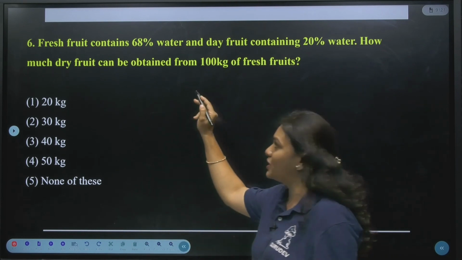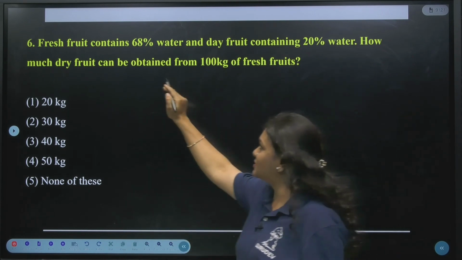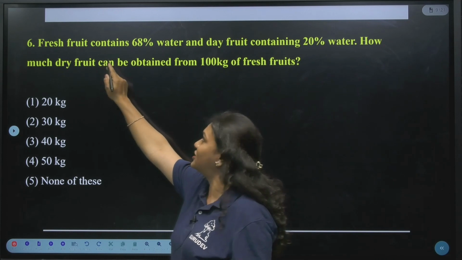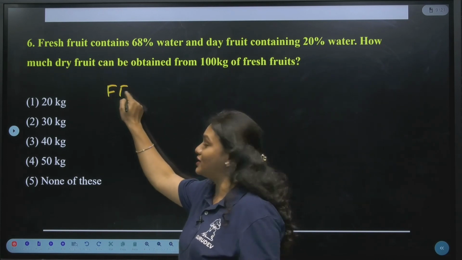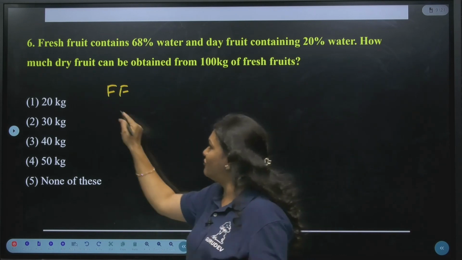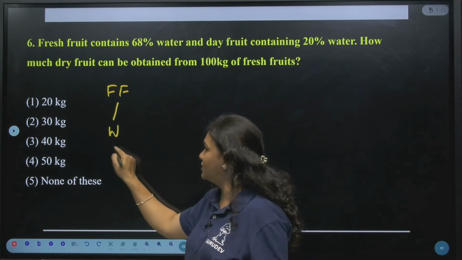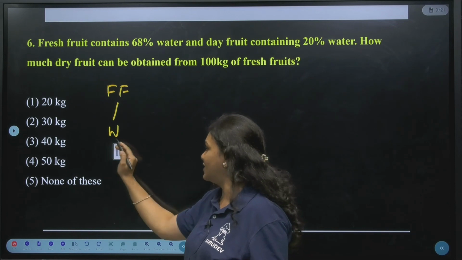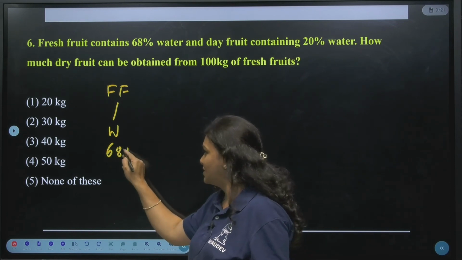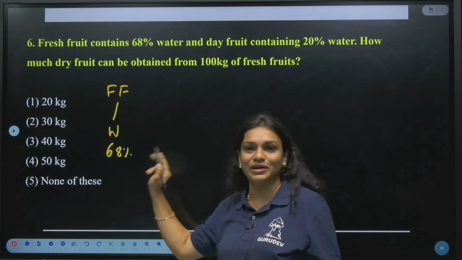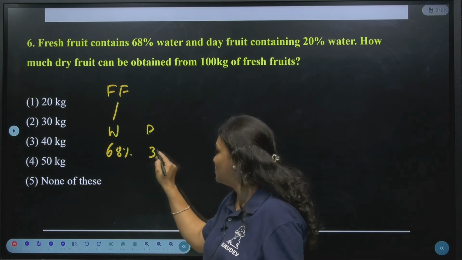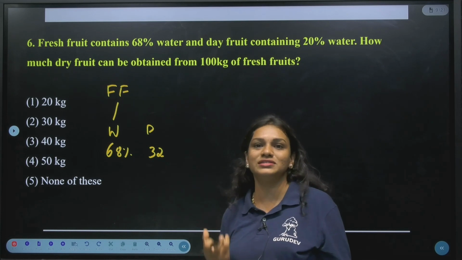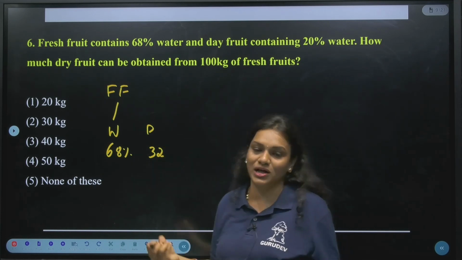The question is based on the fruit concept. The question is saying fresh fruit contains 68% water. If I assume fresh fruit as 100%, out of 100%, the quantity of water they have given us is 68%. So what is the leftover? It is 32%, and the 32% is the pulp quantity, am I right?